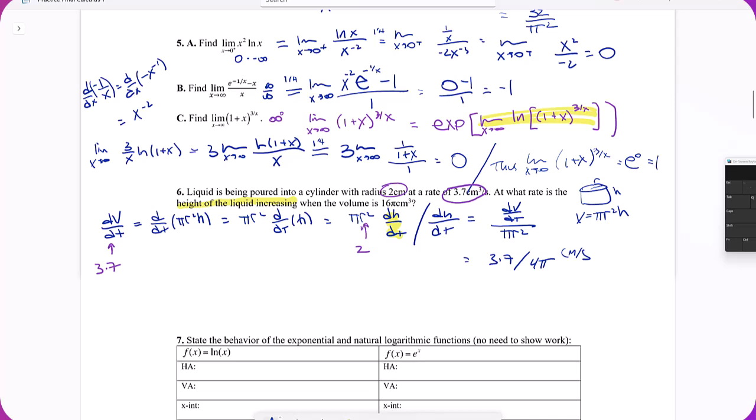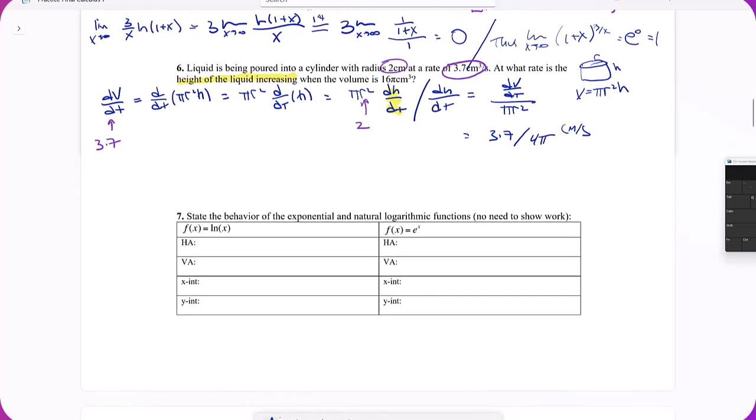Last question on this page. State the behavior of the exponential and natural log functions. And no need to show work. So they're just asking you to identify what these functions do. These are very important concepts, especially as you move into Calculus 2. Just understand and know what these functions do.